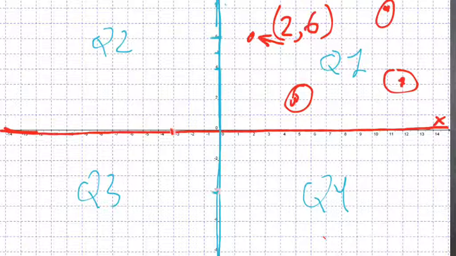So now tell me, if we were to go over to quadrant 2, put a couple points all around. Well, test it out. Just test it out.